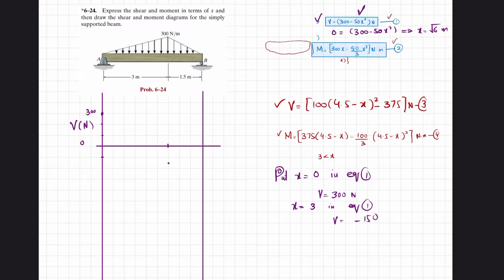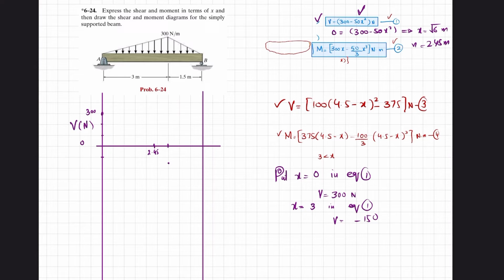And this under root 6 meter is actually, if you use a calculator and find this under root 6, it will be equal to 2.4445 meter. So at a distance of 2.45 meter, so this is 3, let this point be somewhere here. Clear? This is x, let this point be 2.45 meter. So at this point it will be 0. So your shear force from the shear force diagram will be like this one.